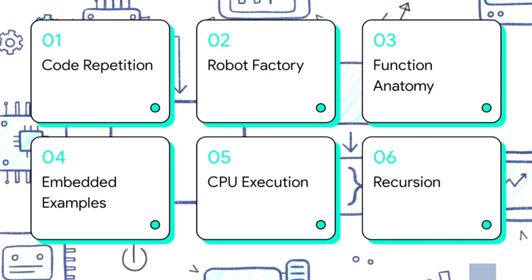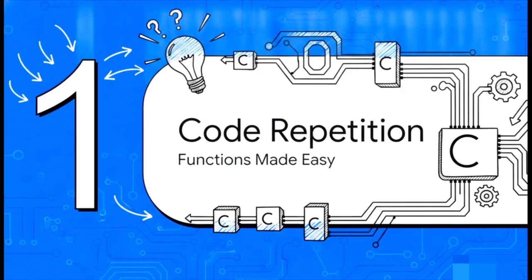Here's our roadmap for today's explainer. We'll quickly cover the code repetition problem, the robot factory metaphor, the anatomy of a C function, real-world embedded applications, inside the CPU execution, and finally, recursion and what's next. All right, part one, the code repetition problem.